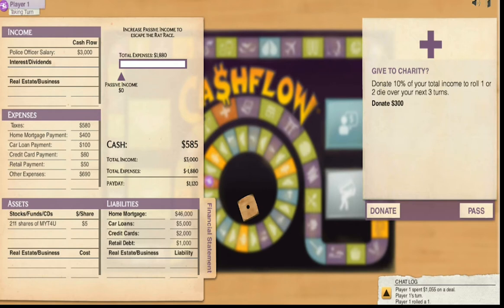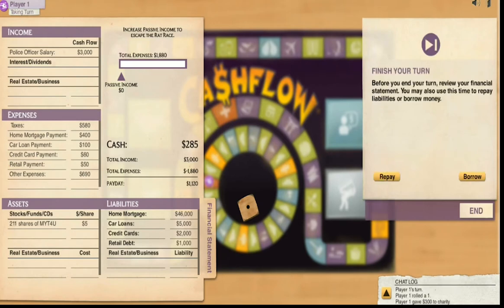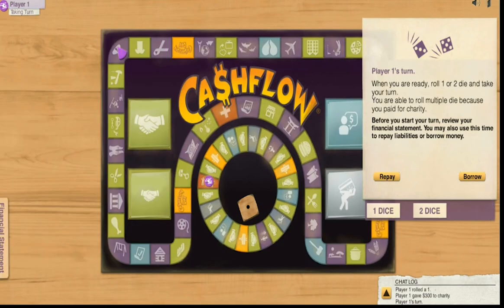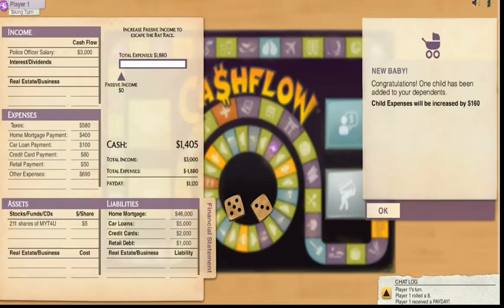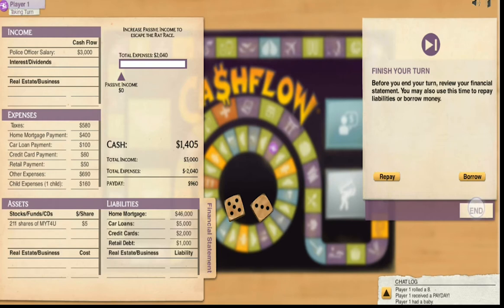Okay, here, give it to charity. I will donate, and the roll of life, you give, you have. So, the game will give me 2 dice. I can play with it. Like real life, you give, you take. Okay, new baby is expenses.